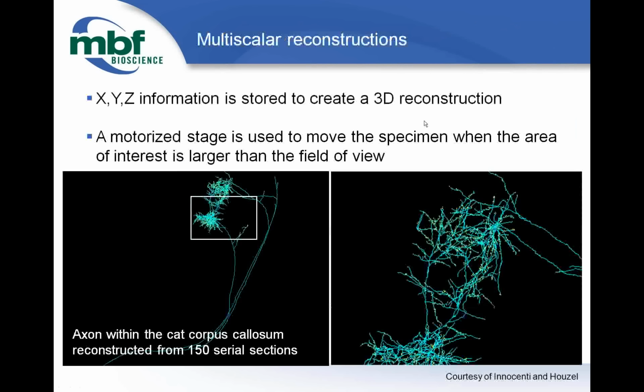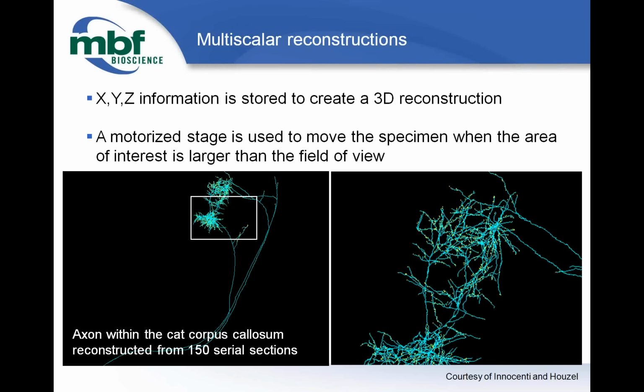When tracing structures that extend across many sections, movements over multiple fields for XY coverage within the section is best achieved by working at the microscope, in my experience. Neurolucida can control the motorized stage to move the specimen under study when the area of interest is larger than the field of view. Here on the left, you can see a reconstruction of an axon's terminal field within the corpus callosum. It was reconstructed from 150 serial sections, but was traced to record the fine detail by creating the reconstruction at a high enough magnification.